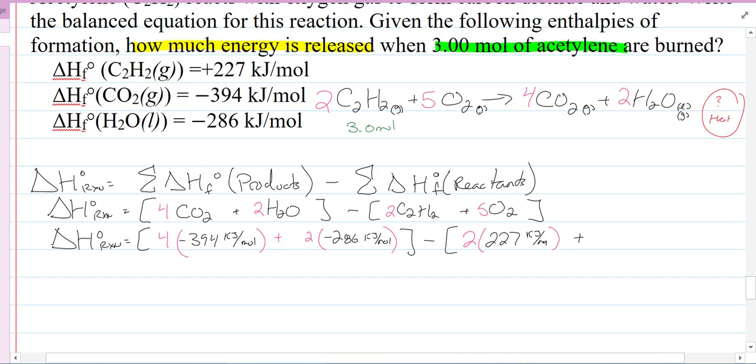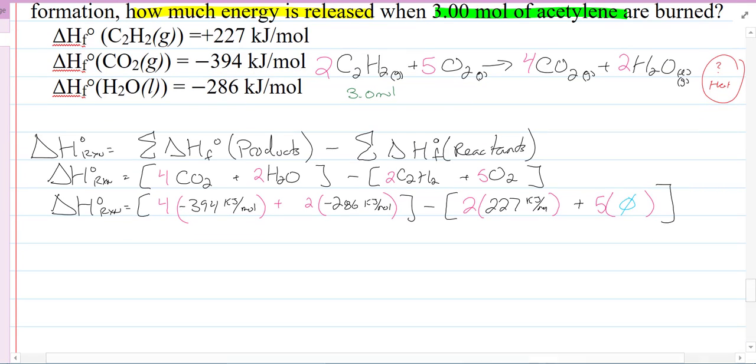plus 5 times oxygen, excuse me. What is oxygen? Oxygen, of course, is 0 because it's an element in a standard state. That's why it's not listed. So we do this math. Delta H standard of our reaction should be negative 2602 kilojoules per mole.